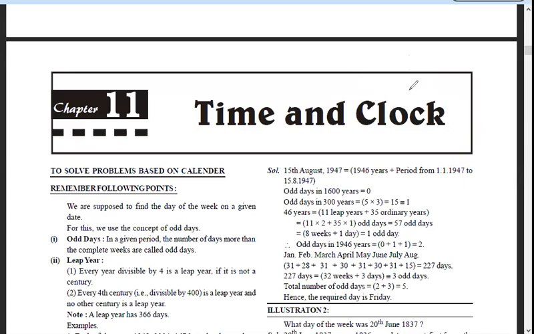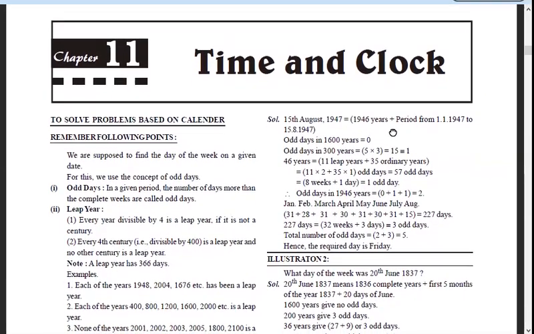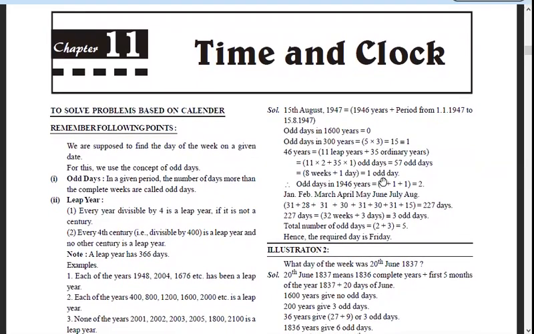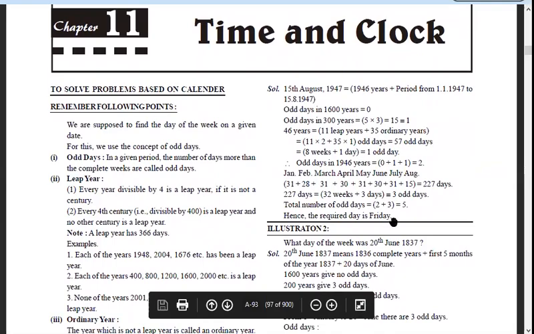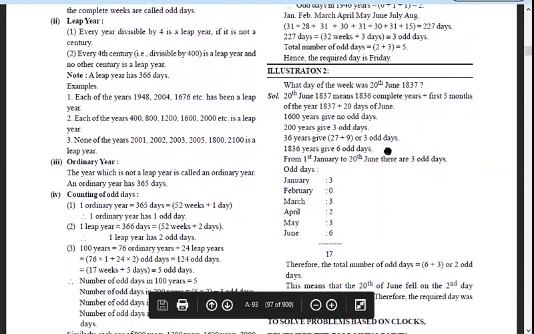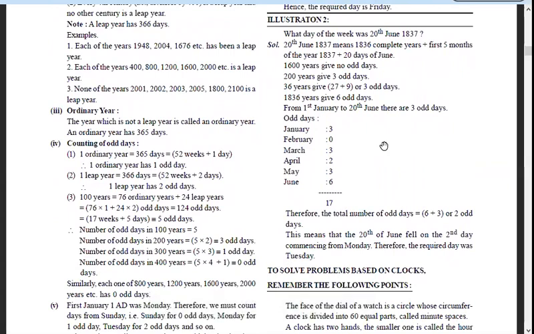I got 3 answers till now. I got Monday, Tuesday, Wednesday. All 3 days I got. So there must be something wrong, right? Step by step. See this. 6 odd days, right? So the actual answer is Tuesday. Okay, the actual answer is Tuesday. Got it, everyone? Yes or no, tell me.